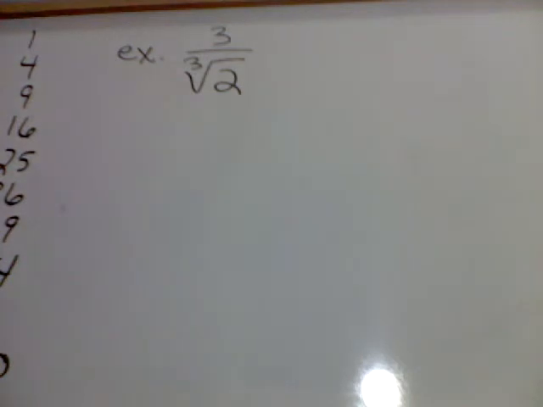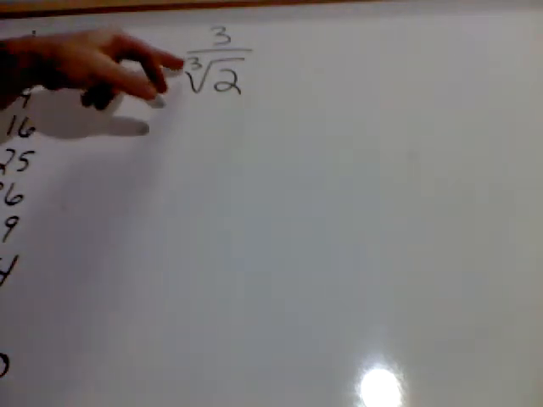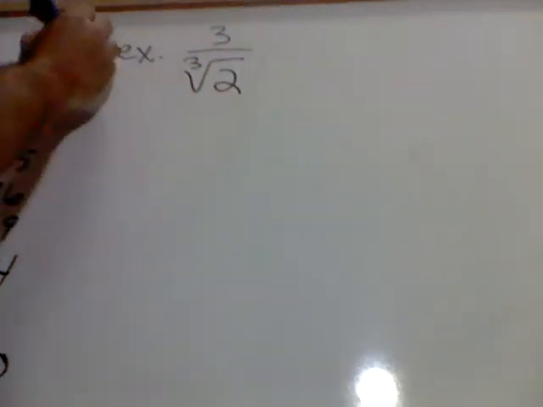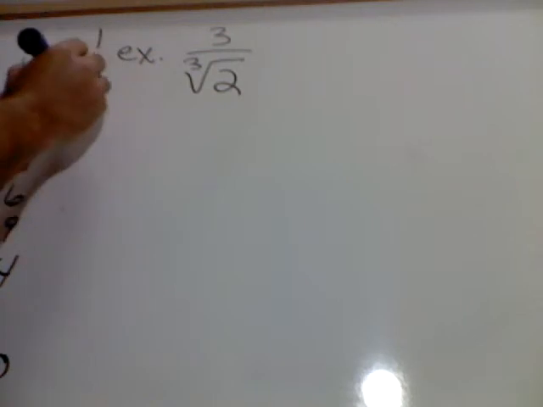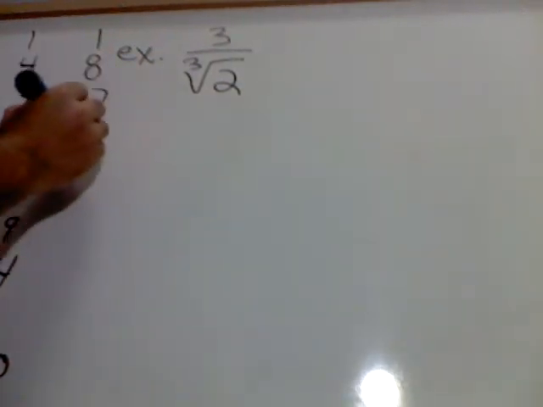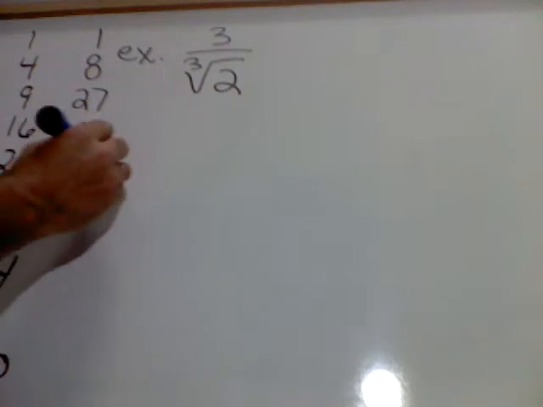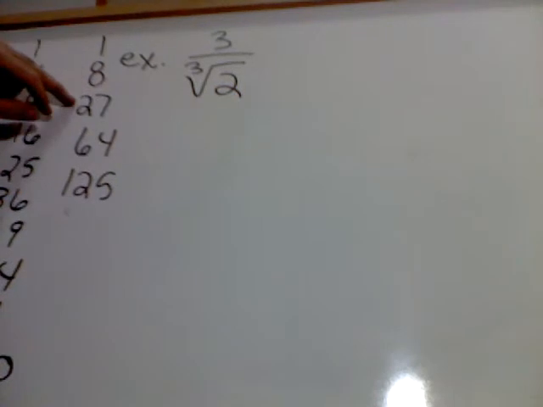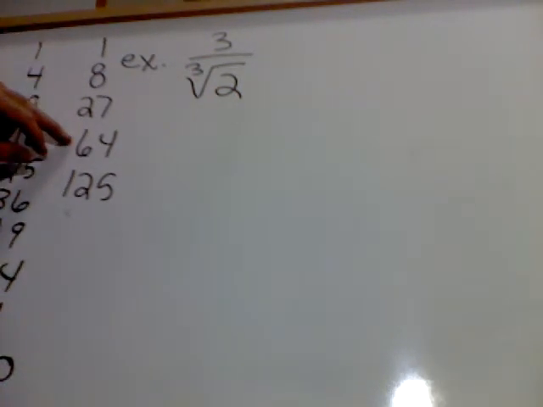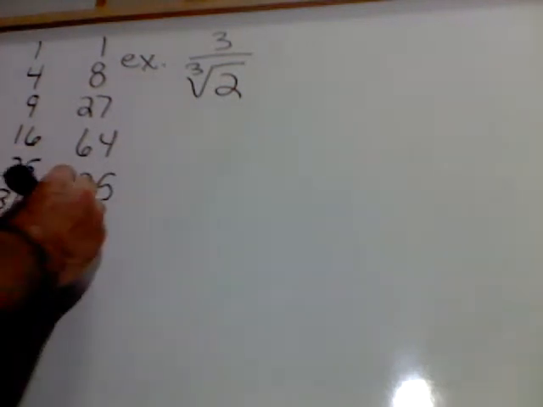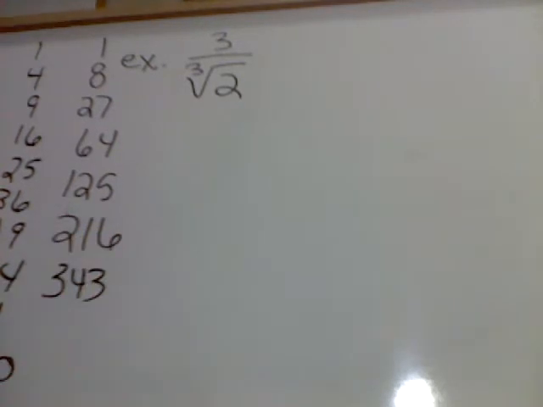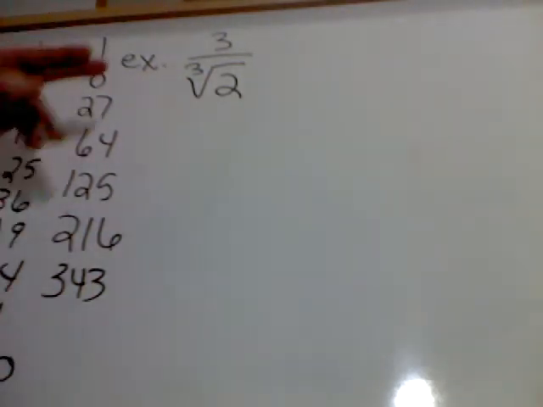Three over the cube root of 2. Now, since this one is a cube root, I want to find the smallest cube. My cubes are 1, 8, 27, 64, 125. Notice these numbers: 1 times 1 times 1, 2 times 2 times 2, 3 times 3 times 3, 4 times 4 times 4, 5 times 5 times 5, 6 times 6 times 6, and 7 times 7 times 7. I think that's plenty for this example.